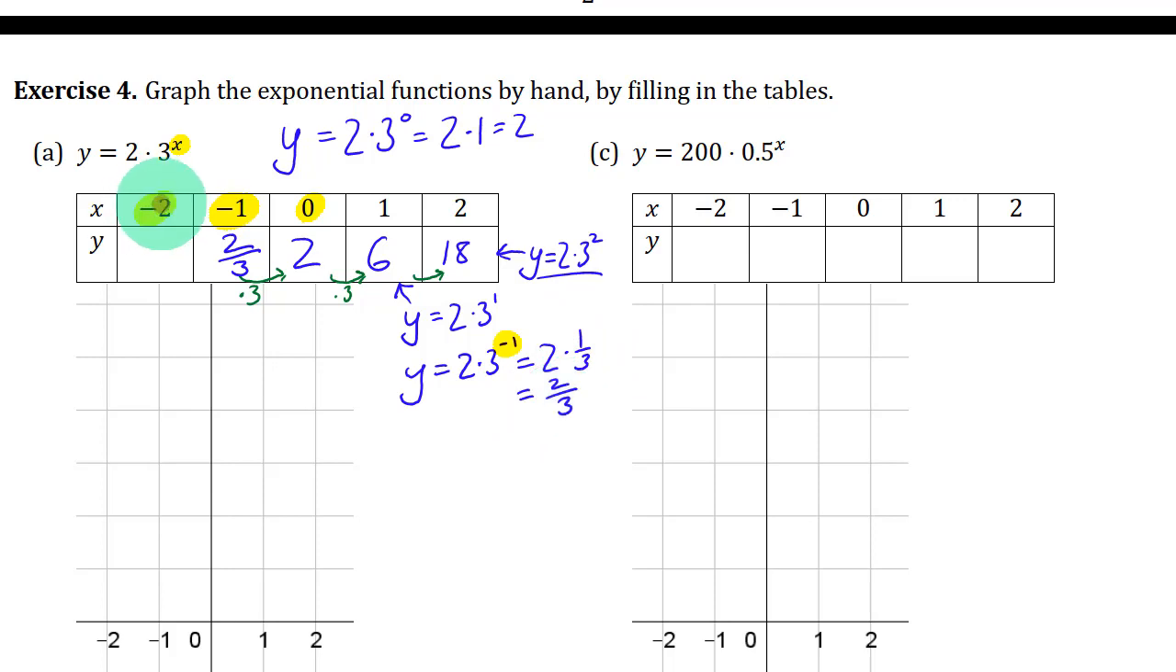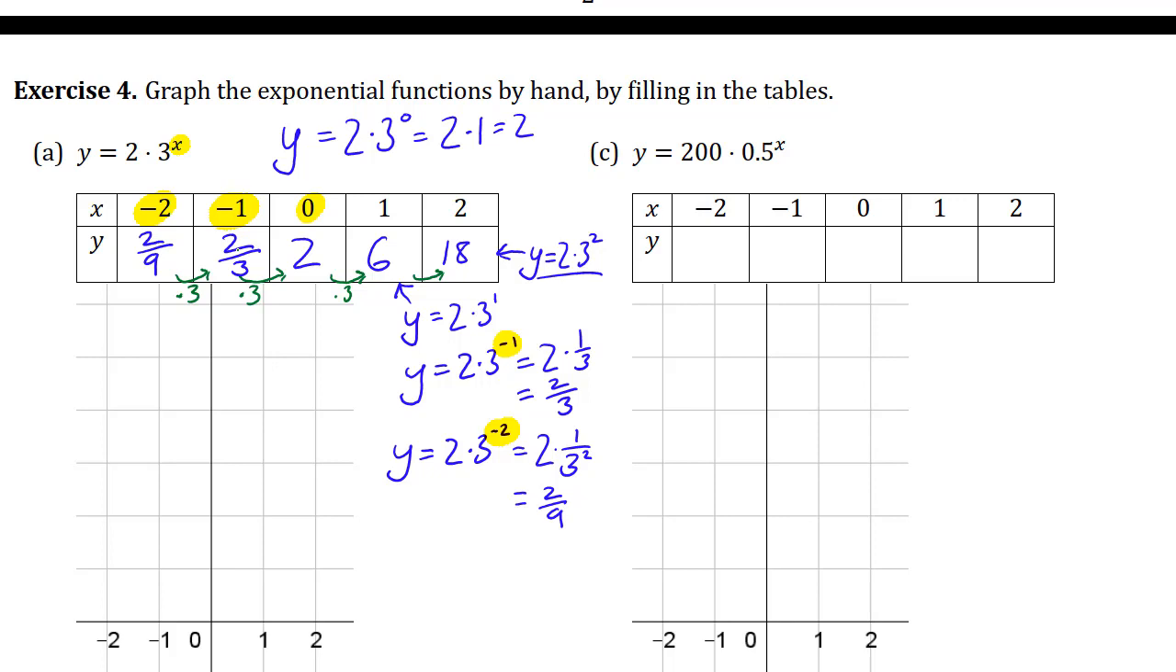And same deal with the -2. If you want to plug that in, you'll get y equals 2 times 3 to the power -2. And 3 to the power -2 is 1 over 3 to the power 2, which is 1/9. So you have 2 times 1 over 9, which gives you 2 over 9. And if you want to check that, you could get that by multiplying 2/9 times 3. 2/9 times 3 does turn into 2/3. So yeah, it all works out.